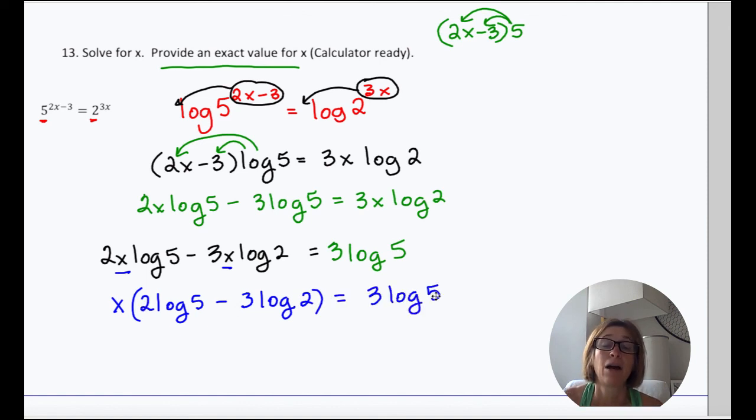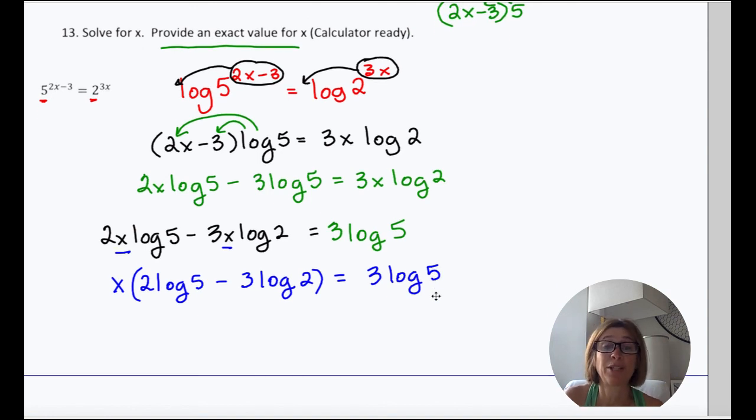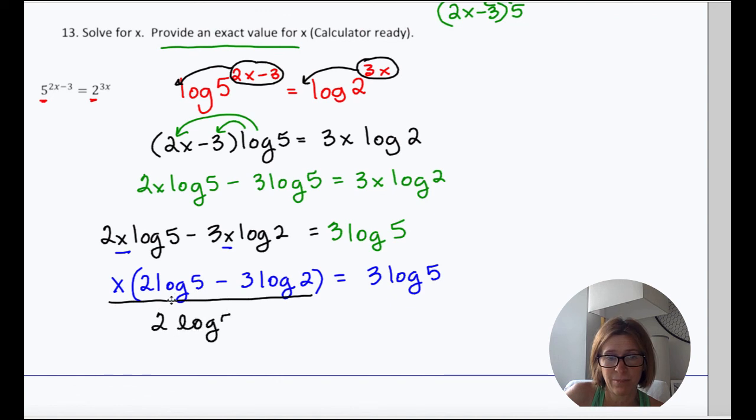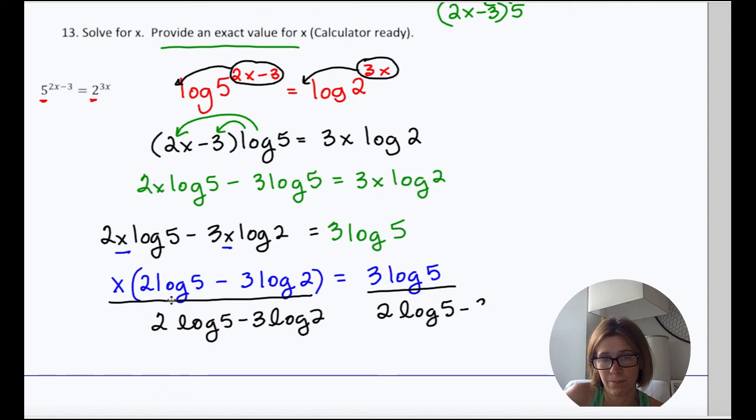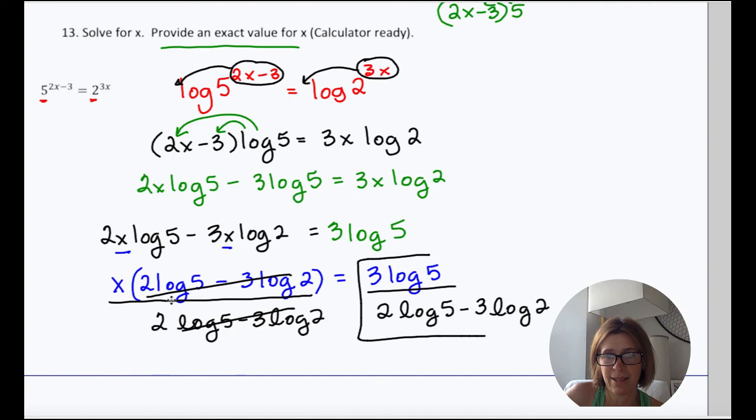All right. Last step would be then I want to get x alone. So how do I do that? Well, x is being multiplied to this entire product. And I know it looks funny, but I can divide it on both sides. And so that is my answer for x, is an exact value. Calculator ready. So I could put that in my calculator and get an estimated answer.